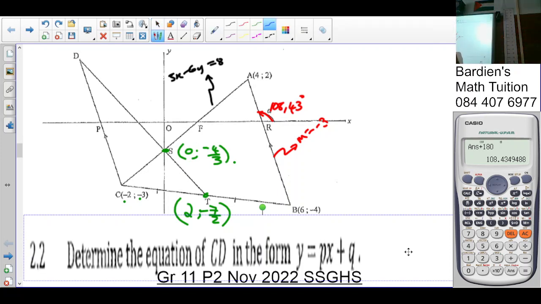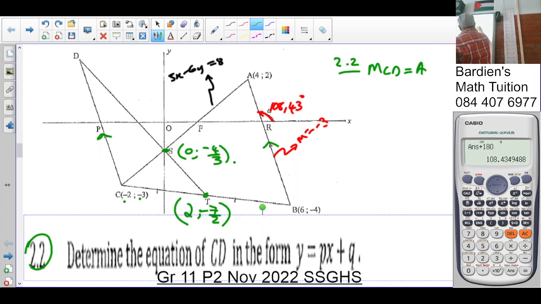Okay, so let me use green here. 2.2, CD. Now, people, what we know about CD, I think I mentioned it earlier on, is that these lines are parallel. So the gradient of CD is equal to the gradient of AB, which is negative 3. So I got y is equal to negative 3x plus c.